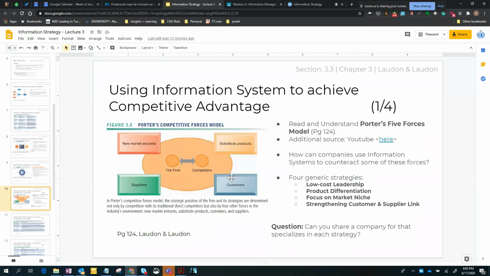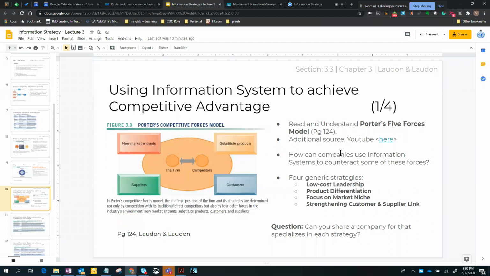Now, I'm saying again and again, Porter's five forces is quite important. I've also included a YouTube video link, a 15-minute video on the five forces, a bit more in detail. So hopefully you can revise your understanding if you read this before, and if you didn't encounter this before, that video should be sufficient to understand the five forces.